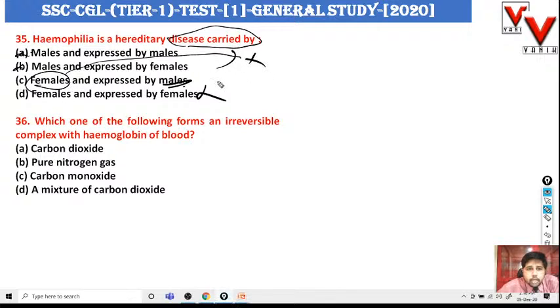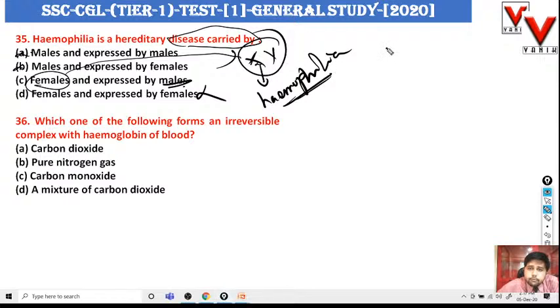In males, you have XY chromosomes, so this defective X chromosome will immediately reflect if there is hemophilia. But in case of females, we have XX chromosomes. So if you have one defective X chromosome, it is compensated by the other X chromosome. So in females it is not expressed, but in males hemophilia is expressed due to a single defective X chromosome. So answer to this question is option C. I hope it is clear to you all. Moving to the next question.